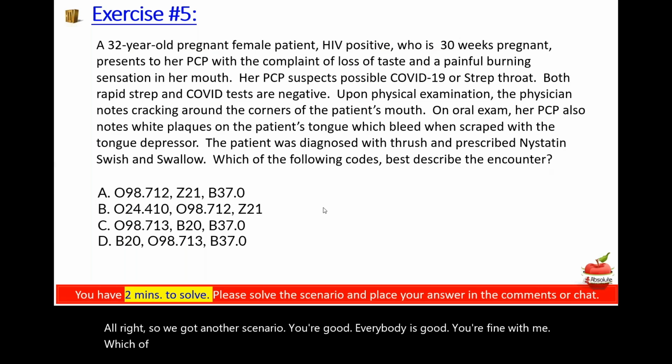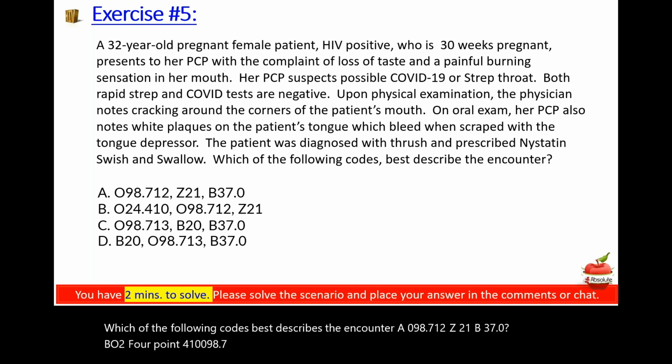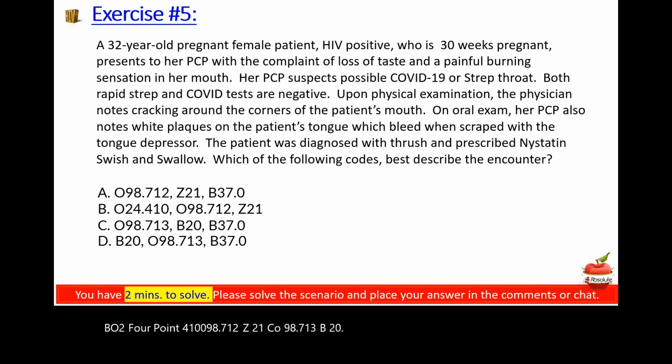Which of the following codes best describes the encounter? A, 098.712 Z21 B37.0. B, 024.410 098.712 Z21. C, 098.713 B20 B37.0. D, B20 098.713 B37.0.